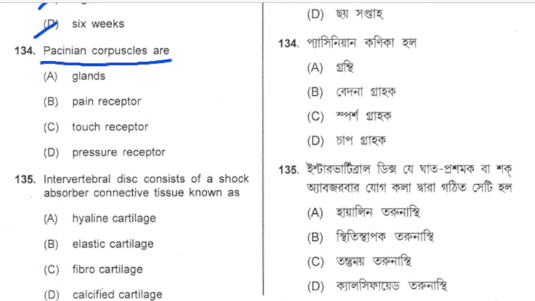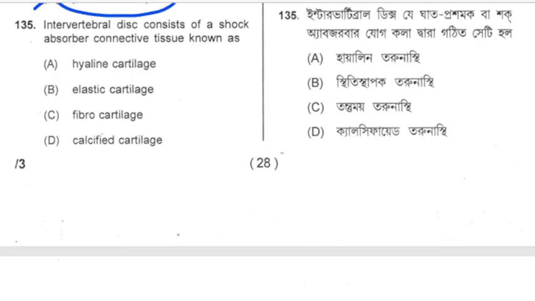Pacinian corpuscles are, Pacinian corpuscles কণিকা, যেটা Pacinian কণিকা সেটা কি? Glands, pain receptor, touch receptor or pressure receptor? Pacinian corpuscles are basically pressure receptors.